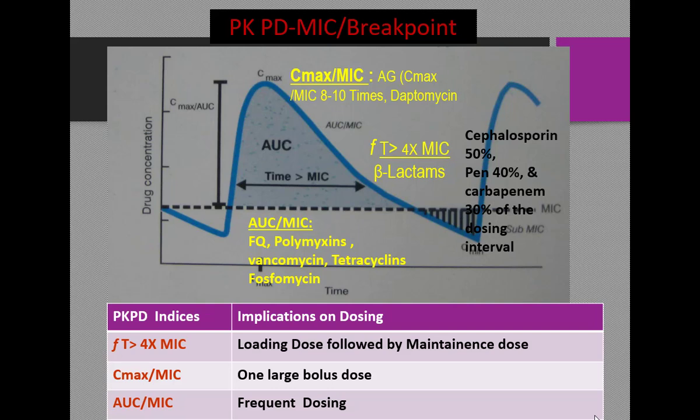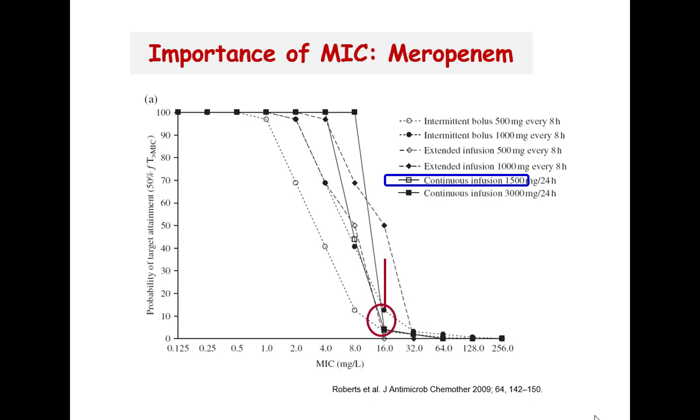So PKPD is indices of time over MIC. Normally you would give a loading dose followed by a maintenance dose. Cmax over MIC, one large bolus dose. AUC over MIC, perhaps you would achieve by giving frequent dosing to these patients. So this is what I wanted to tell you about the MIC.